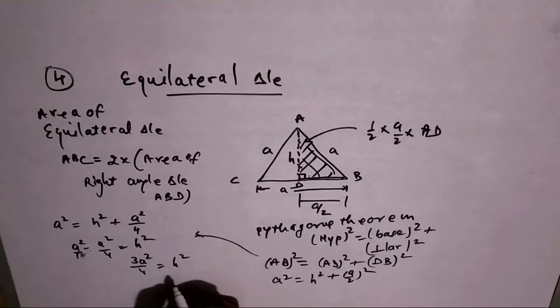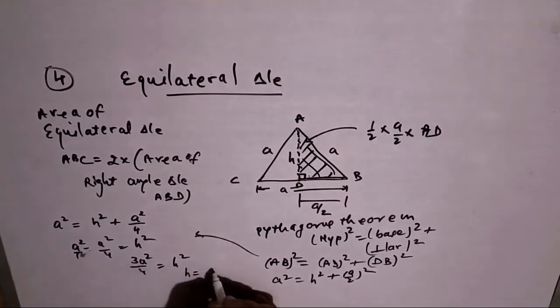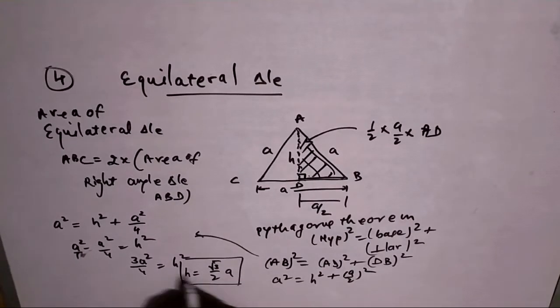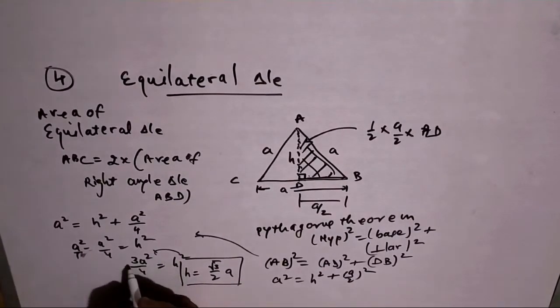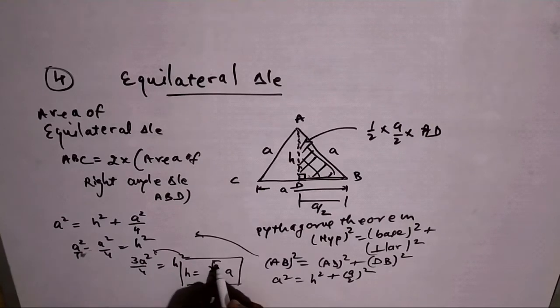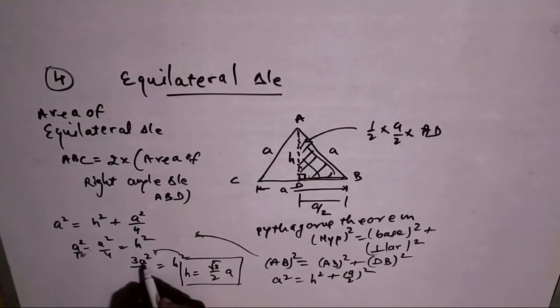So h would be root 3 by 2 into a. If you take the square root, this 3 would be in square root of 3, 4 becomes 2, and a square becomes a. Okay, so that would be the height of the triangle.